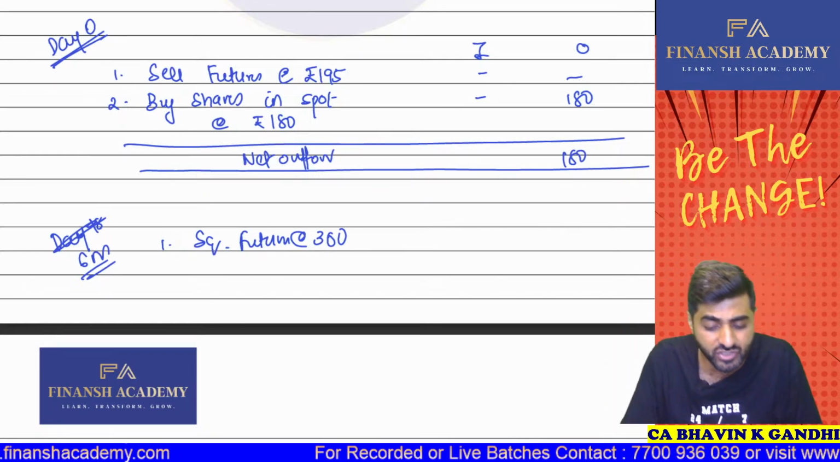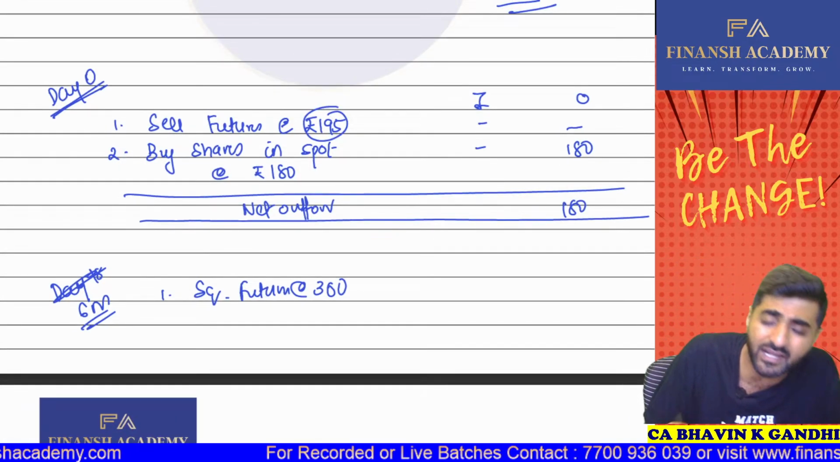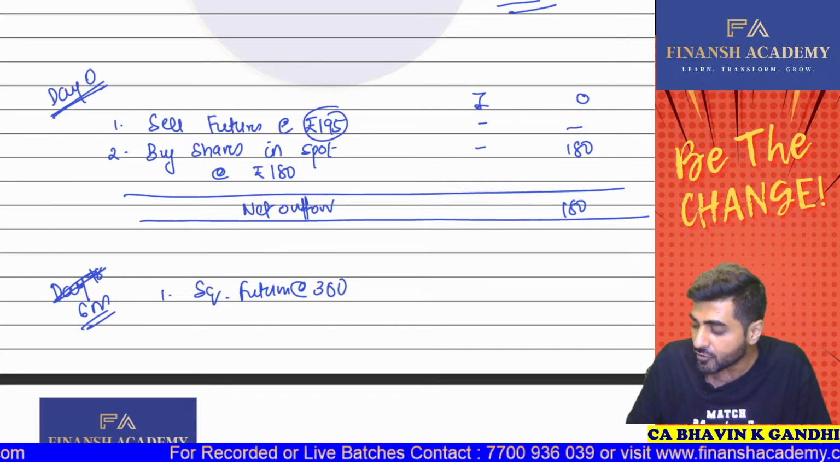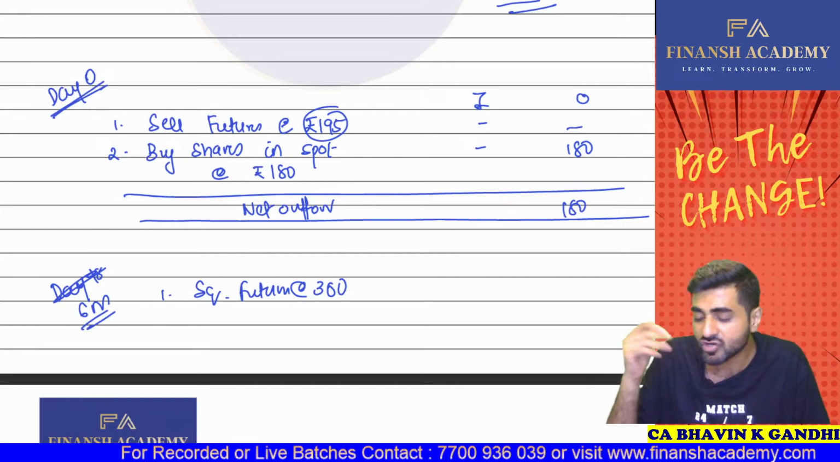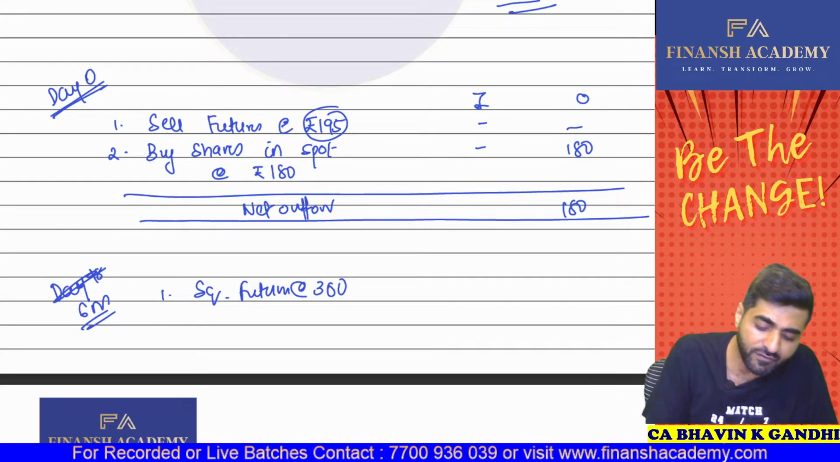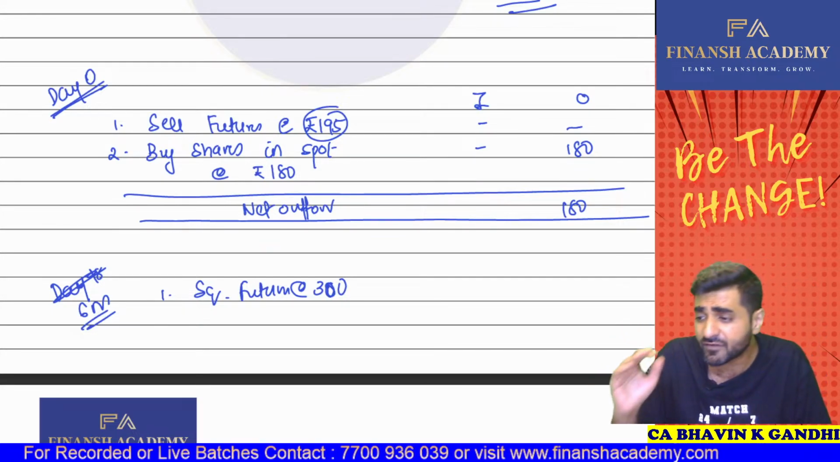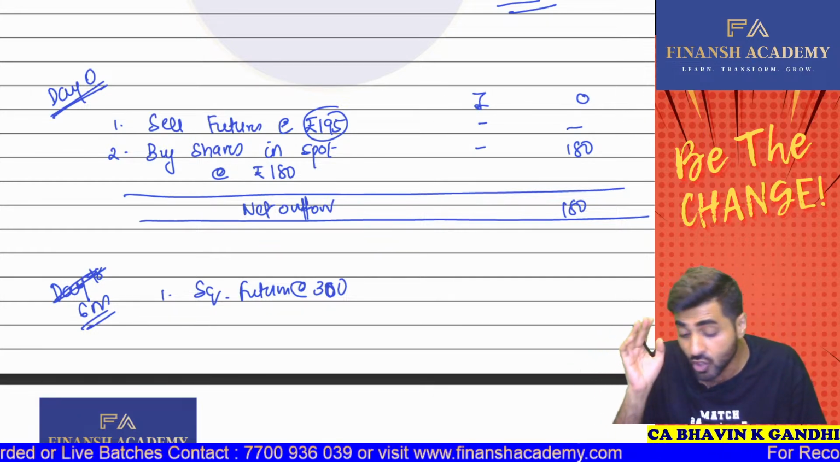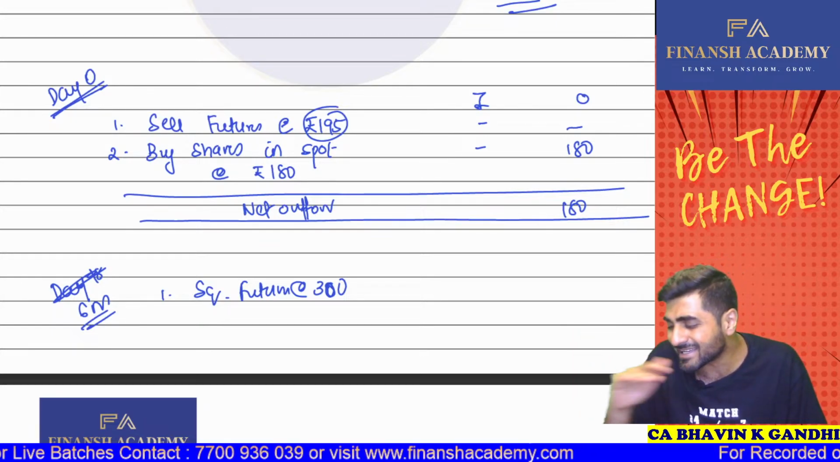Now just imagine a situation. You sold the futures at 195 and now we are squaring it up at 300. So definitely you'll be thinking, okay, sir, we are incurring a loss of 105, right? If we are squaring up the futures at 300, definitely there is a loss, and the loss is 105. Now this loss of 105 is always in cash settlement.